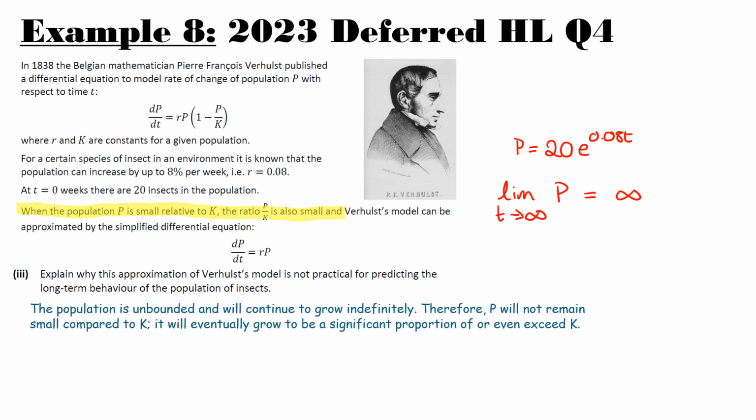So our issue is that currently we have an unbounded population, which basically means it's going to keep growing. It has no limit in the sense it's going to keep getting bigger. And we then effectively don't have this scenario where P is small relative to K. So there will come a point where P gets so big that it becomes too big relative to K and we can no longer use that approximation.